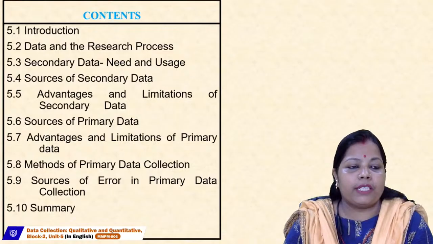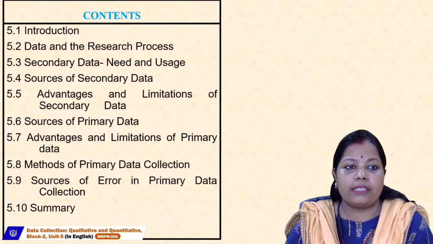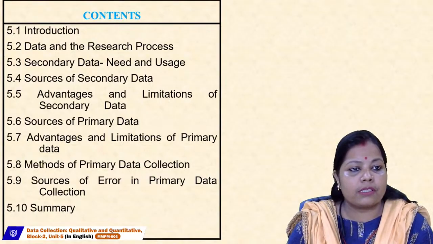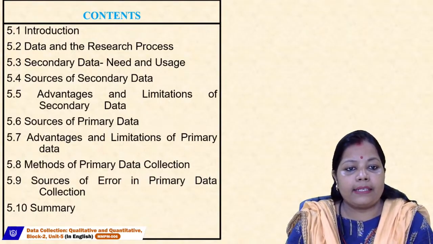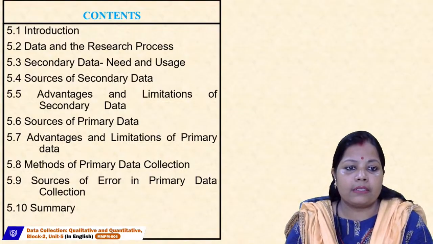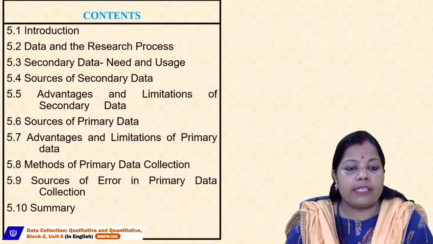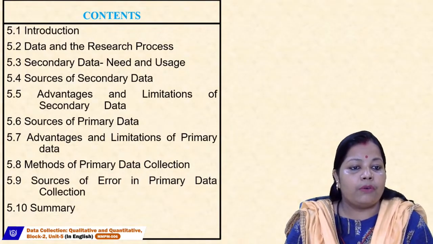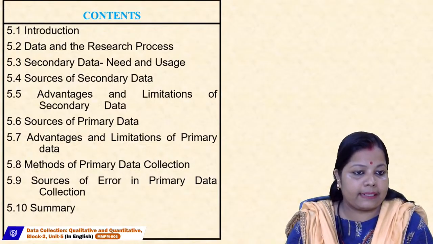So in this chapter, we are going to cover the introduction, that is about the data type. Then the second, data and the research process. Third is secondary data. What is the need and usage of this secondary data? Then sources of secondary data, from where we will get that data. Then advantages and limitations of secondary data, which are to be known by the researcher before using the secondary data.